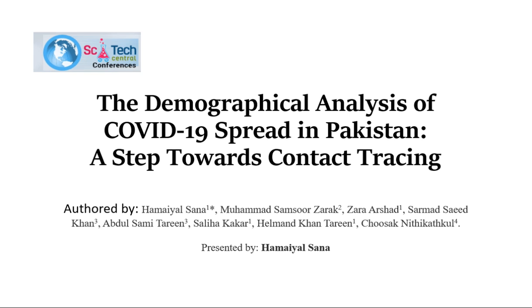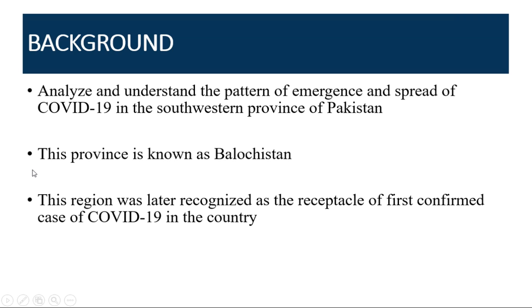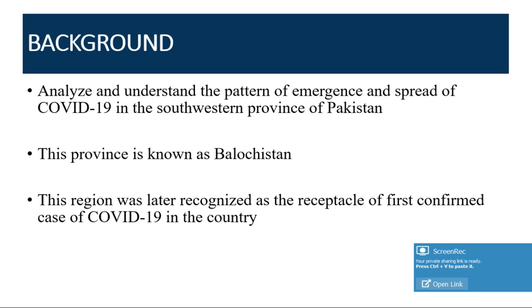The study that I'm presenting today is the demographical analysis of COVID-19 spread in Pakistan, a step towards contact tracing. The study was to analyze, confirm and understand the pattern of emergence and spread of COVID-19 in the southwestern province of Pakistan. This province is also known as Balochistan. This region was later recognized as the receptacle of the first confirmed case of COVID-19 in the country.